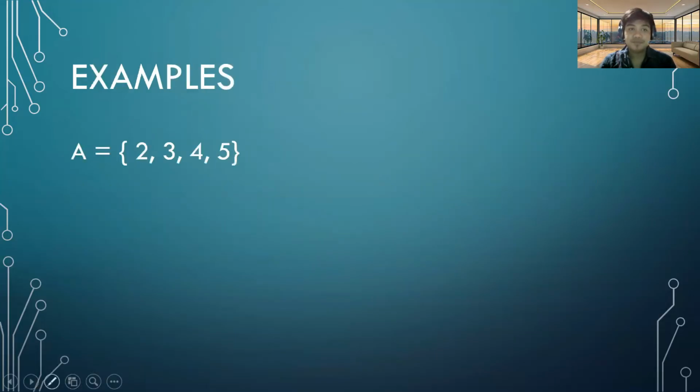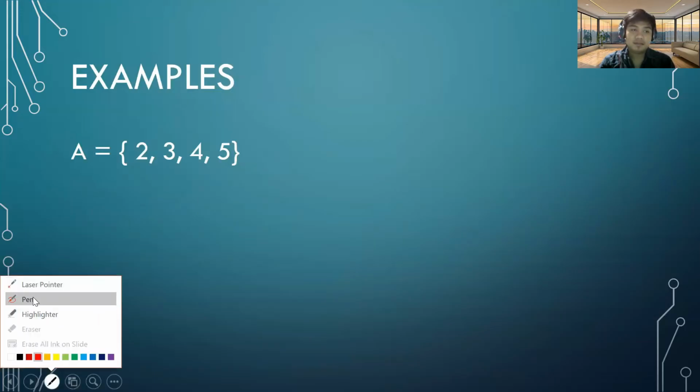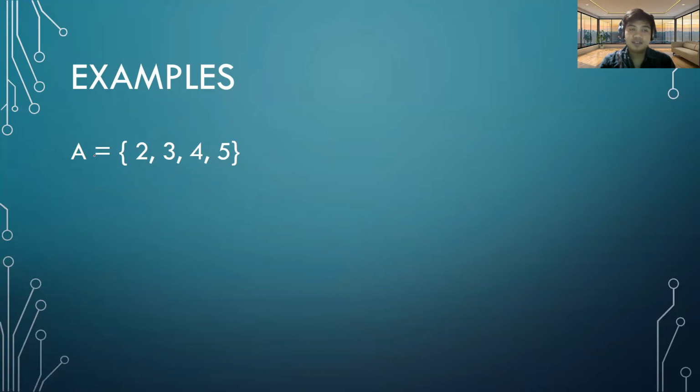So for example, we have here set A. Yung set A natin, ang laman niya is si 2, 3, 4, and 5. Now, paano natin gagamitin yung Greek letter epsilon natin? Para ma-indicate natin na si 2 ay member of this set, we can write 2 is an element of A. Same is true with 3 is an element of A, 4 is an element of A, and 5 is also an element of A.